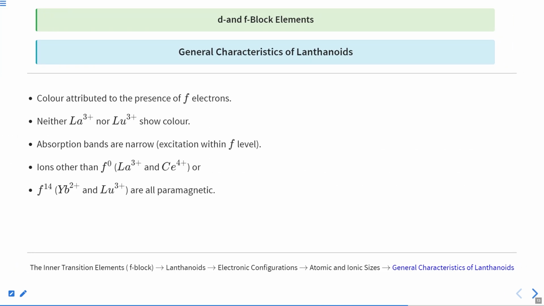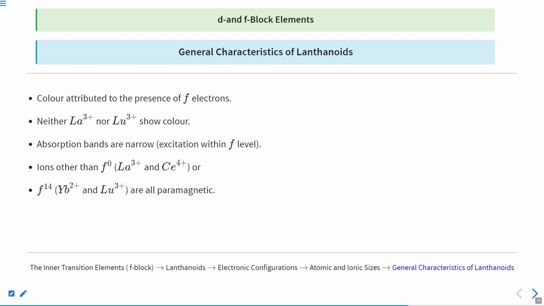Now, if you talk about the color, color is attributed to the presence of f orbitals. Two of them, lanthanum and lutetium, don't show color. Now, absorption bands are narrow, excitation within the f level. What does it mean? They absorb a very small band in the spectrum. What is the reason behind it? Their absorption is occurring only between what? Only for the f orbital, the excitation is limited to the f orbitals.